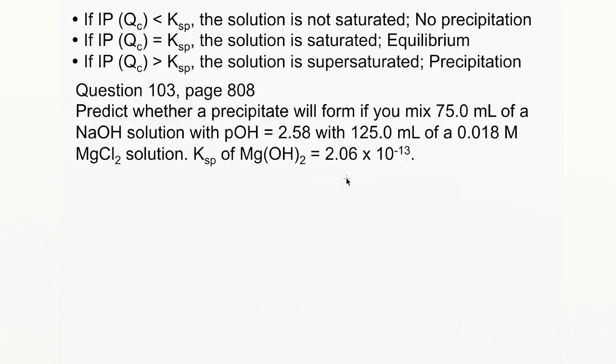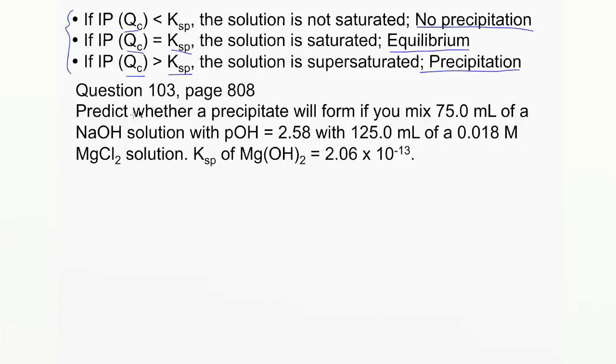Alright everybody, in this video we're going to talk about whether we can get a precipitate when you mix two solutions together. Here is the criteria that we need to use. You need to calculate the QC and compare that with the KSP. If QC is less than KSP, then no precipitation. If QC equals KSP, the solution is at equilibrium. If QC is larger than KSP, then you will see precipitate.